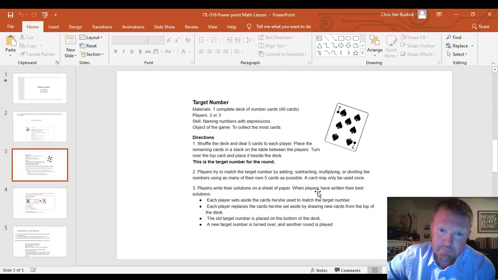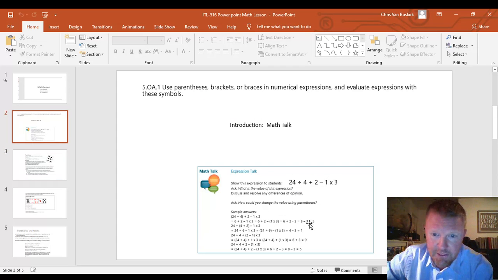So there's a few different examples of how you can use these exact same numbers to get different values based upon where you place the parentheses. So the parentheses are around the 24 and the 4 in the first expression. So that gives you 6, 24 divided by 4, and then you complete the rest of the equation.